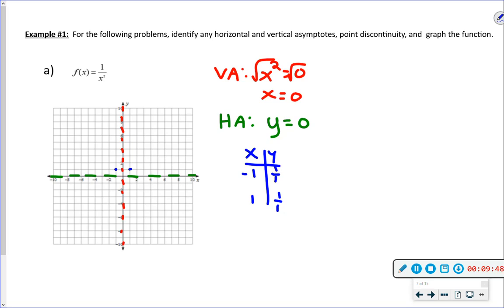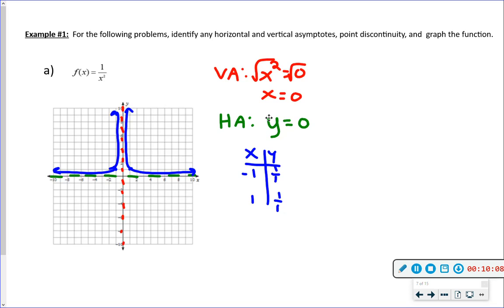So all it is to draw it, you're going to have these curves that get close to the horizontal asymptote, close to the vertical, close to the horizontal, close to the vertical. If you graph it, you'll see some lovely curves like that. Now, a little better drawn curves than that, let's be honest.